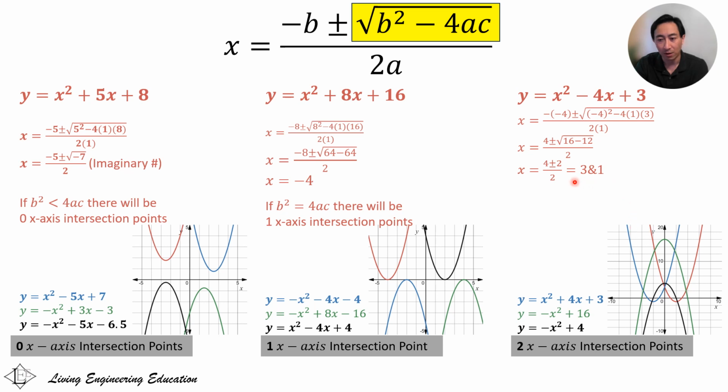And we can see from the graph that this equation, the red curve, intersects the x-axis at x equals 3 and x equals 1. So if b squared minus 4ac is greater than 0, or b squared is greater than 4ac, there will be 2 points of intersection. So repeat this process for these three and verify that you see that b squared is greater than 4ac, and because of that, we see our 2 points of intersection on the x-axis.